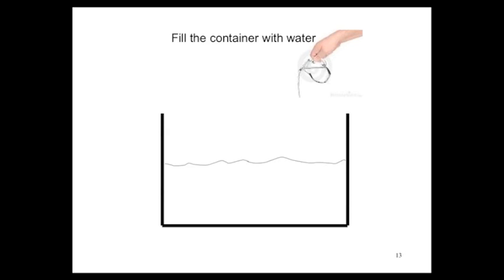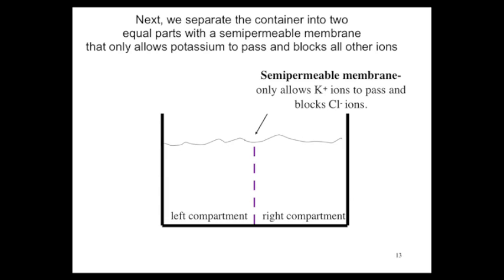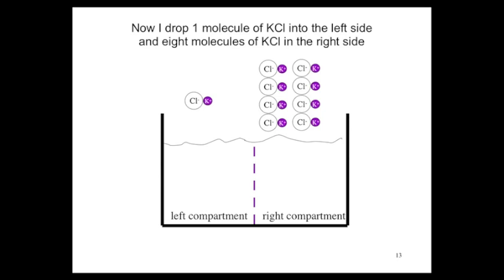To illustrate this, I'm going to fill the container in this figure with water. And then I'm going to separate the container into two equal parts with a semi-permeable membrane, which only allows potassium to pass and blocks all other ions, including chloride. Then I'm going to do something very simple, in fact very oversimplified.